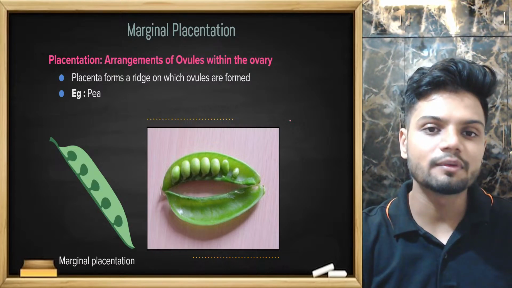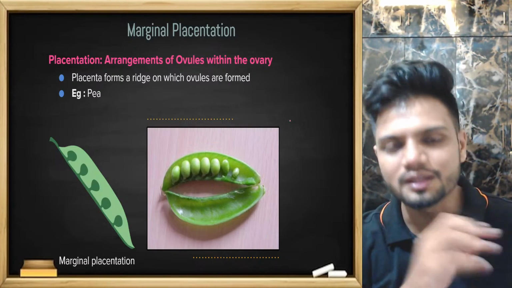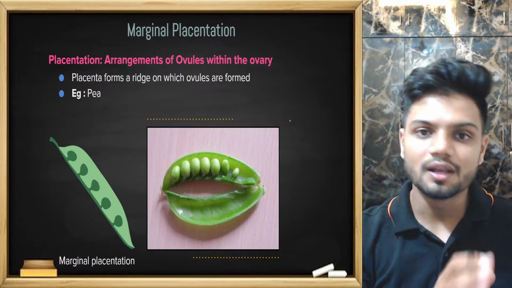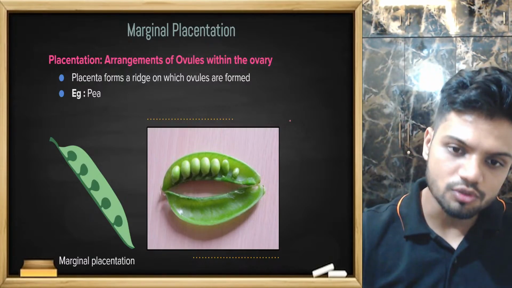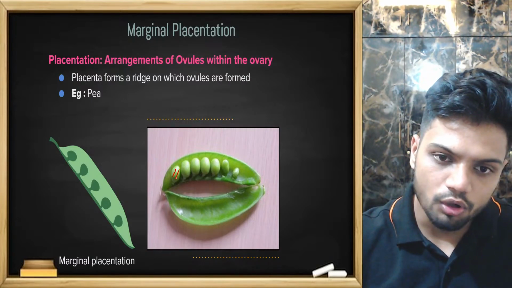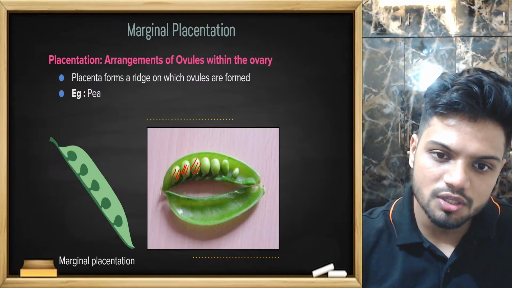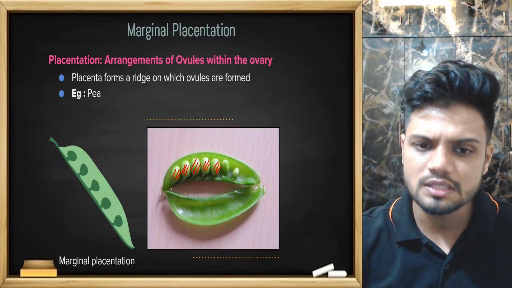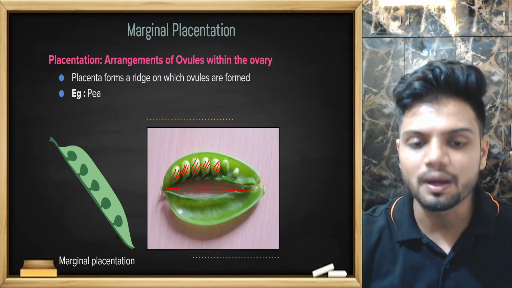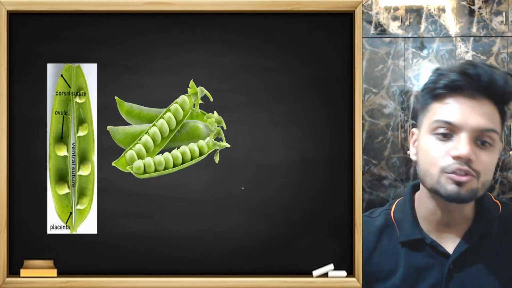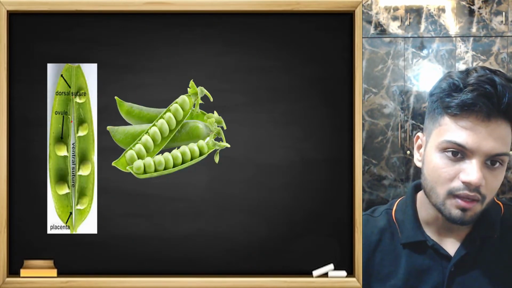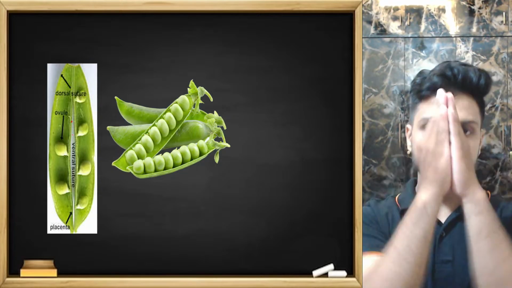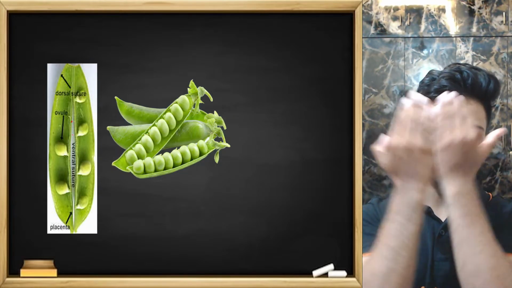Now, what comes to your mind when you think of margin? Margin means somewhere in the corner, like how your book has a margin. So here also, can you see, all the ovules are at the margin. But here I want everyone to focus on this part. What is this part called? This part is called the ventral suture. This part right here, the middle part. For example, this is the pod. Where it is opening, right? All the ovules are attached.